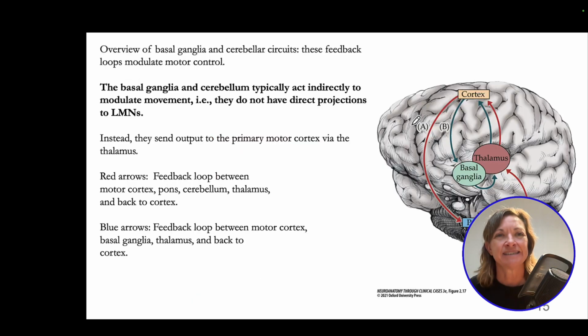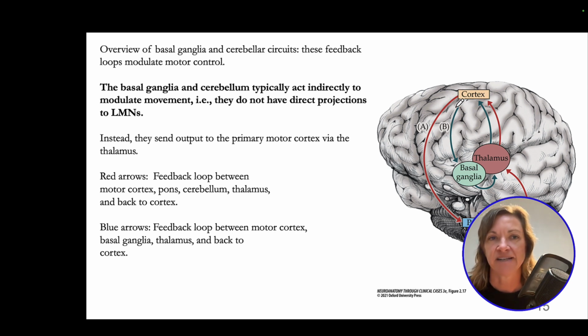Now let's just talk a little bit about basal ganglia and cerebellar circuits. So these structures are involved in feedback loops that modulate motor control. So they govern motor control indirectly. They do not have direct projections to lower motor neurons, but they do send input to the primary motor cortex via the thalamus. And this input tends to control movement via feedback loops.